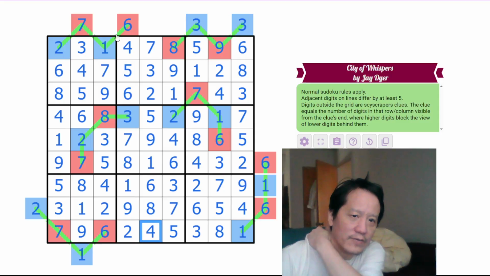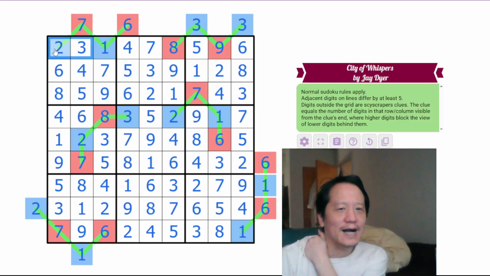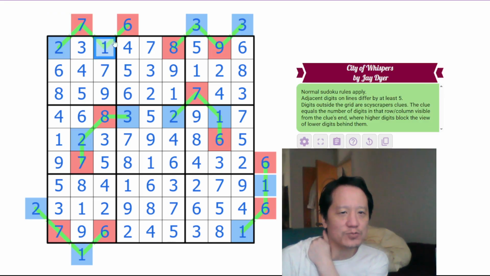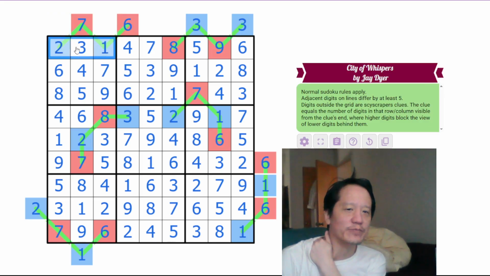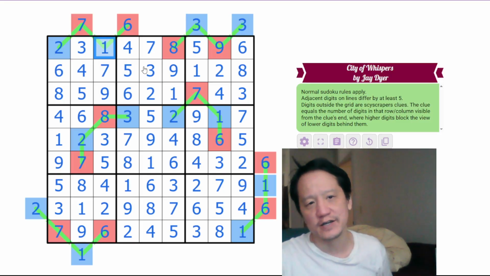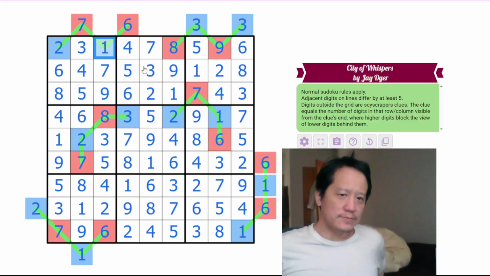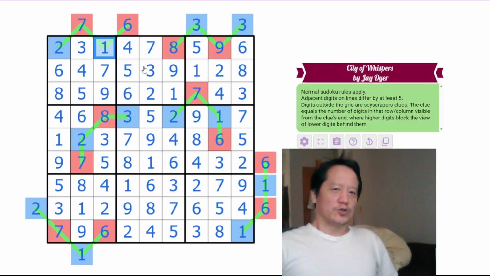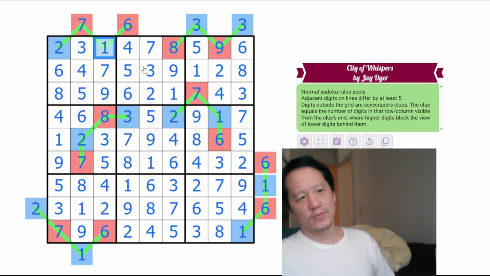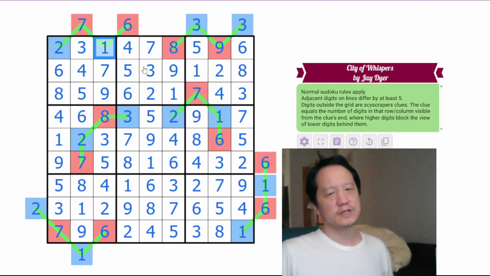Ah, I missed this one. I don't know how many of these, this one I missed, but this probably would have made things much easier if I'd spotted that earlier. Interesting. Yeah, the interactions between the skyscrapers and the Whisper 5 lines was pretty interesting.